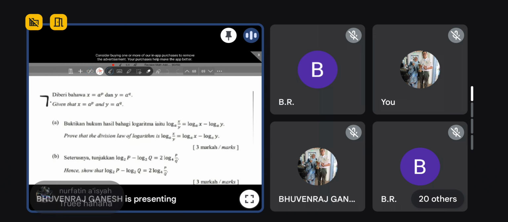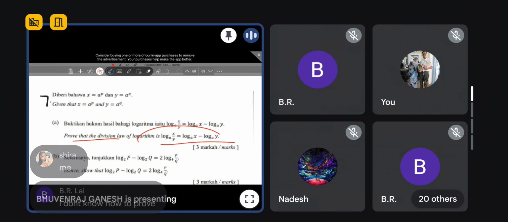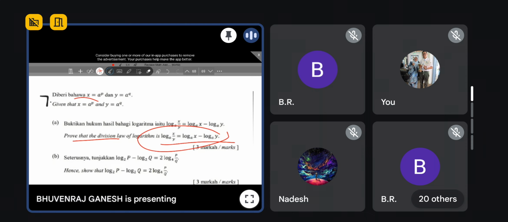So 7A. Buktikan your favorite part. Who don't know how to do this? Siapa tak tahu? 3 marks. Yang ni semua memang tak baca buku teks punya. Guys, if you read the textbook, you surely know how to do this already by now. It's on Form 4, Chapter 4. Very simple. You just see the question carefully. Mereka bagi dua info ni kan.